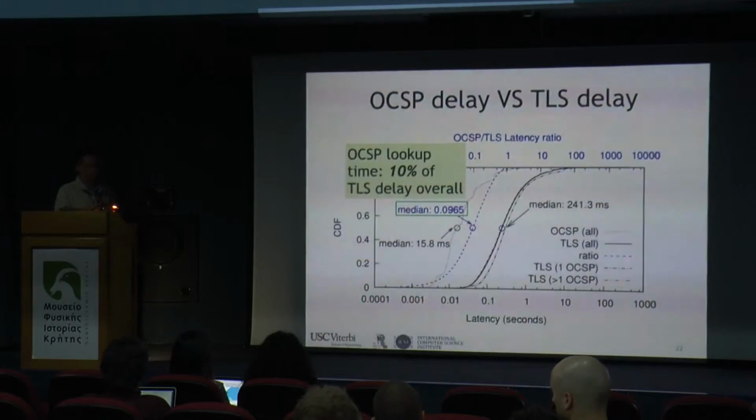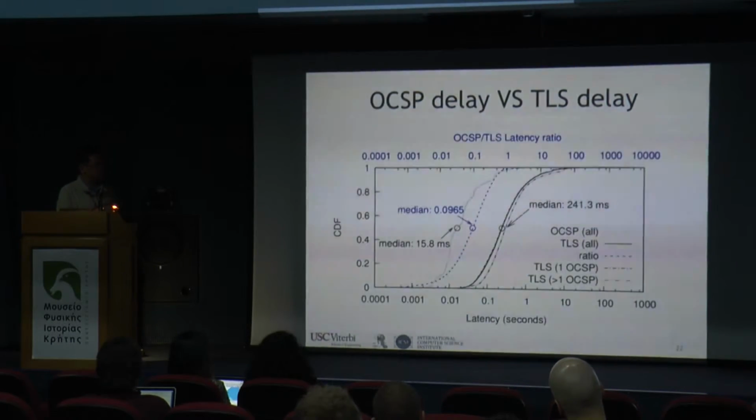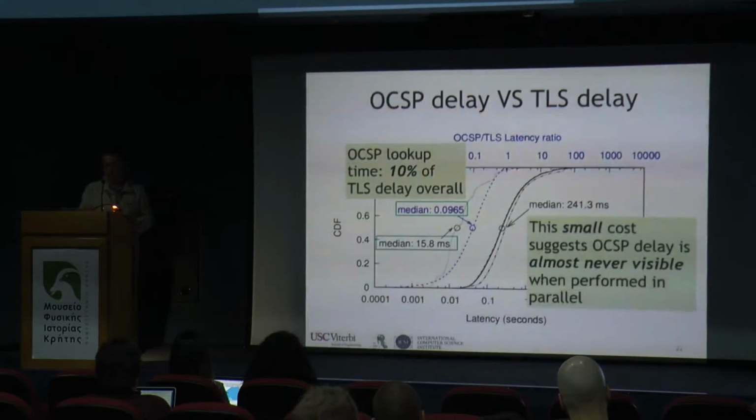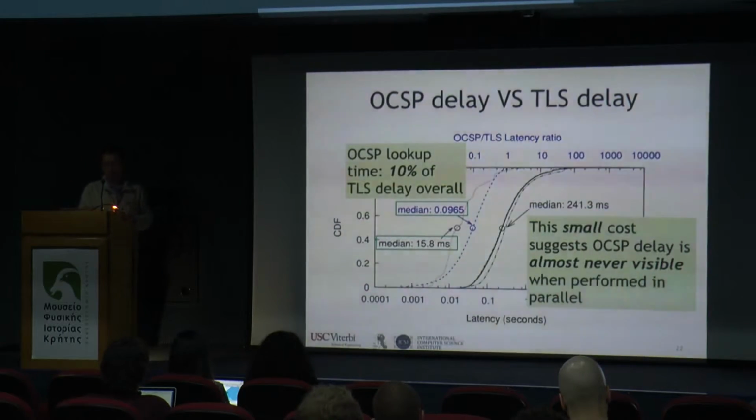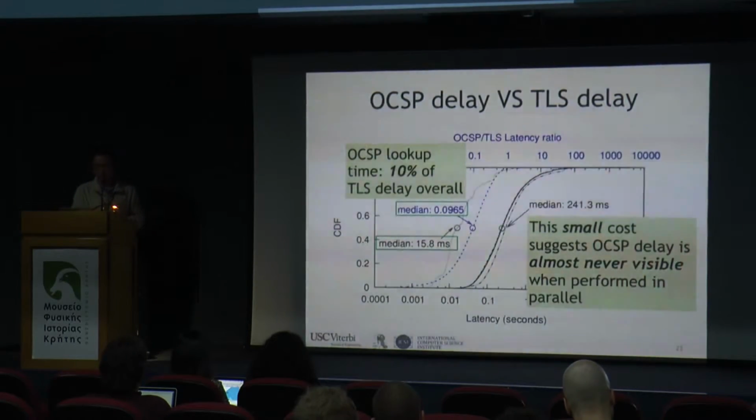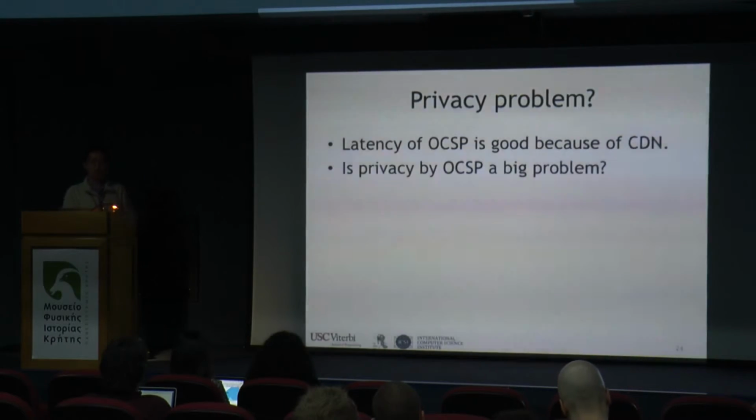So it's good, and it has very small latency, about 16 milliseconds at the median, so it's much smaller than the TLS delay. Here we think this small cost indicates that if OCSP is performed in parallel with TLS, the cost of OCSP actually does not matter. So we see OCSP latency is quite good because of CDNs.